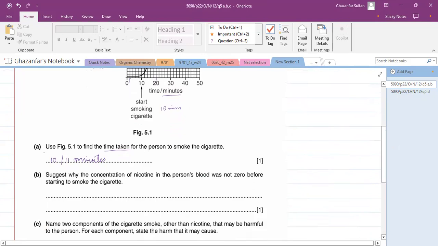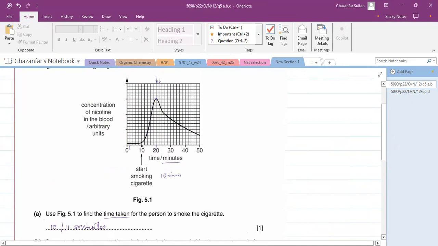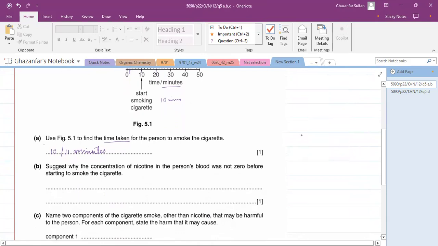Suggest why the concentration of nicotine in the person's blood was not zero before starting to smoke the cigarette. See here, he has started smoking here, but before this, the concentration of nicotine was not zero. It means some nicotine was in his blood. And when he stops the smoking, then the concentration decreases. So what could be the possible reason?